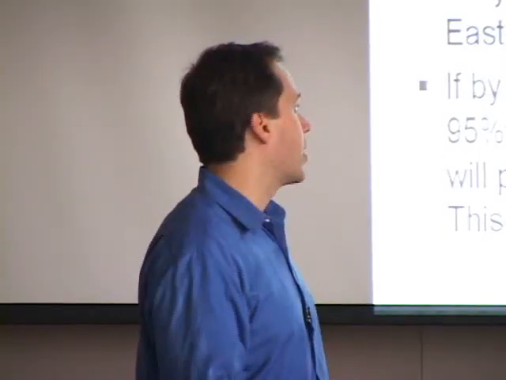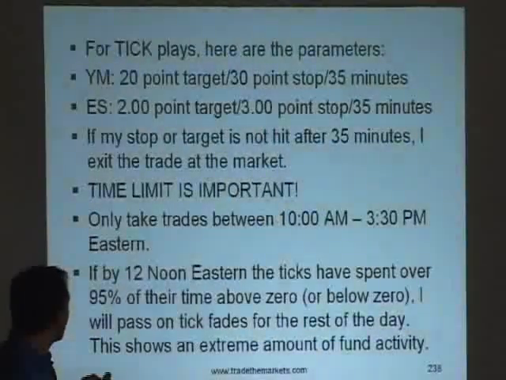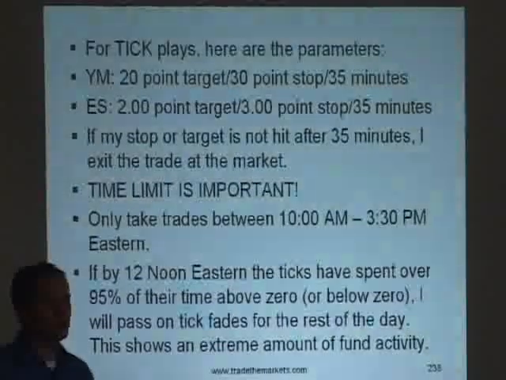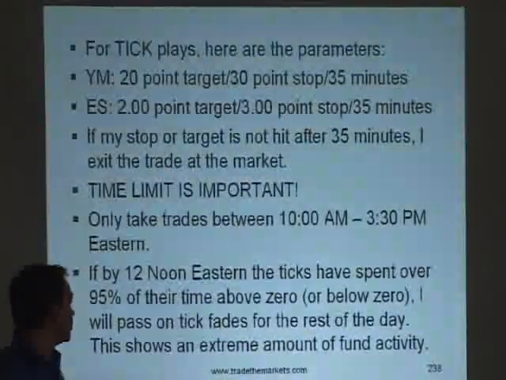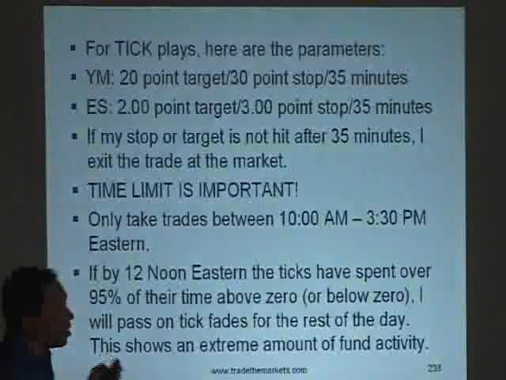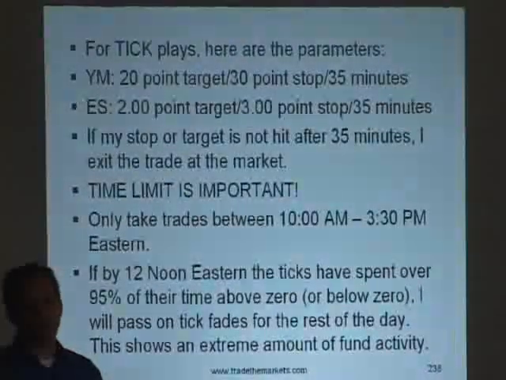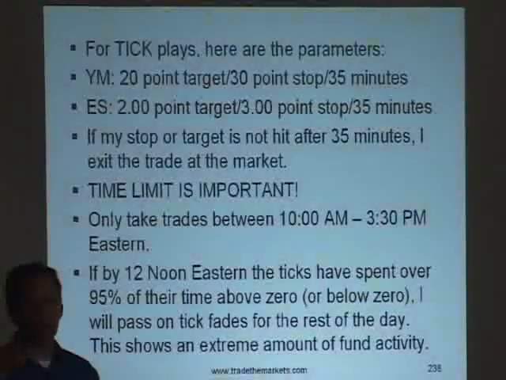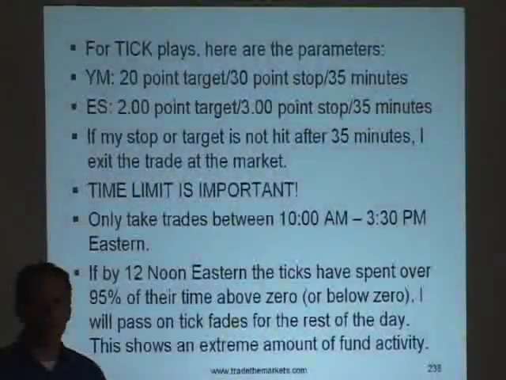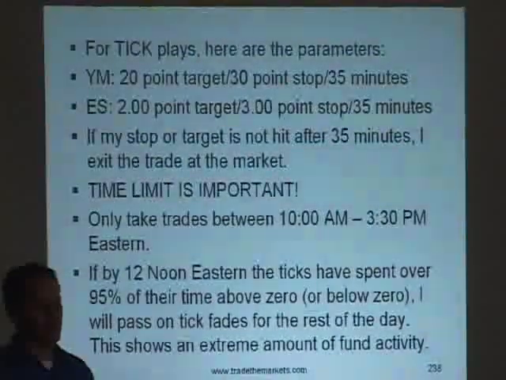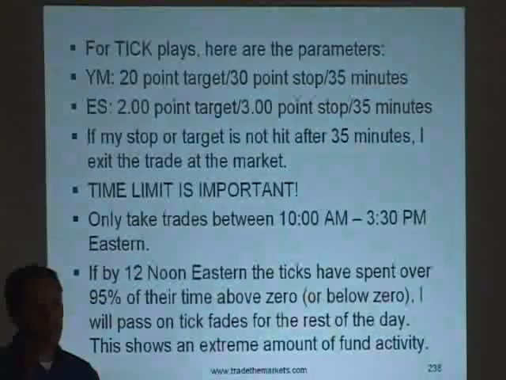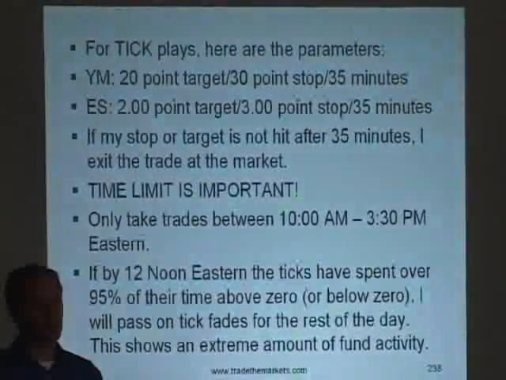Now, I've got some specific parameters here, on page 238. These are very, very important. First of all, here are my parameters on the YM and the ES. You can also use these on the Russell and the NASDAQ, and I can give you the parameters for those. On the YM, if we get a 1,000 tick reading, my target is 20 points and my stop is 30 points. What is that? That is a 1.5 to 1 risk-reward ratio. I found that by doing this play with that type of risk-reward ratio, you turn it into an 80% winning play. You can tighten it up a little bit if you want, and the results don't fall that dramatically.